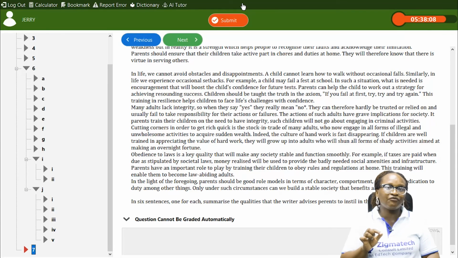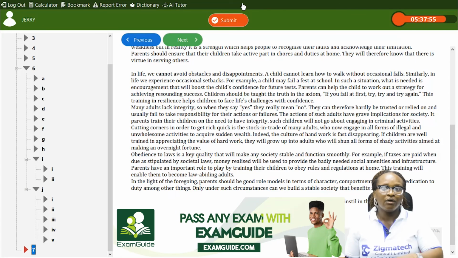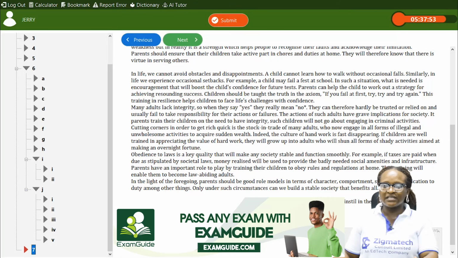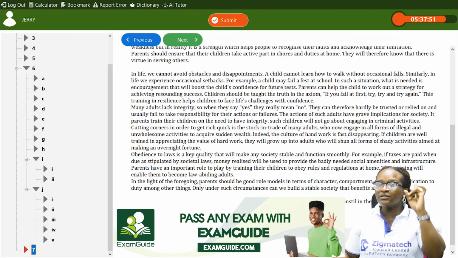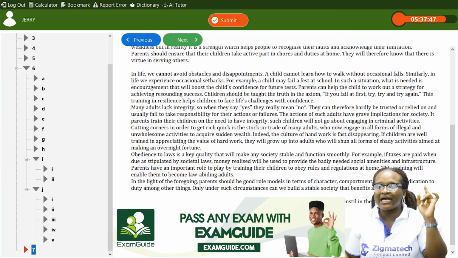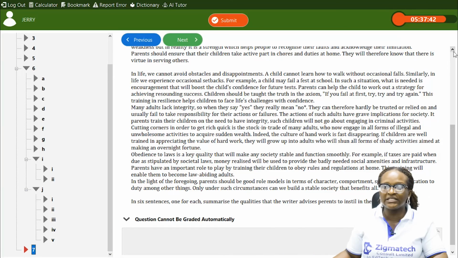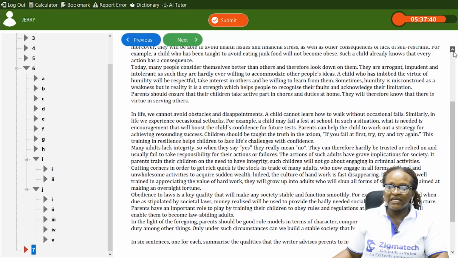I can use my bullet form. I can use my Roman figure to write out my 6 sentences. By bullet, I mean your dots, thickened dots, or you can number your sentences. So it says in 6 sentences, 1 for each. Summarize the qualities that the writer advises parents to instill in their children. So what are the qualities parents should instill in their children?